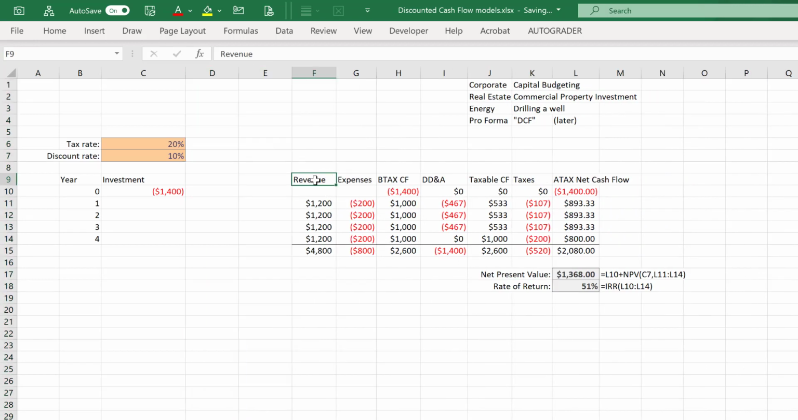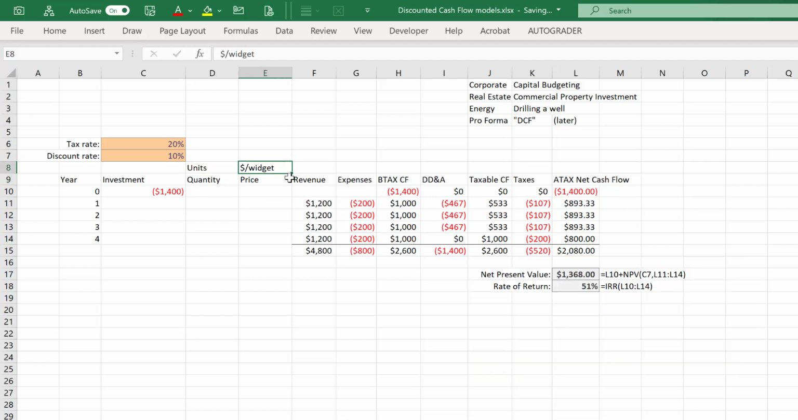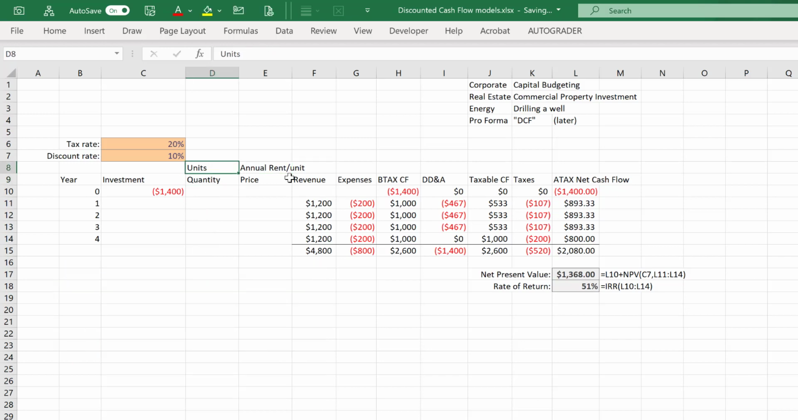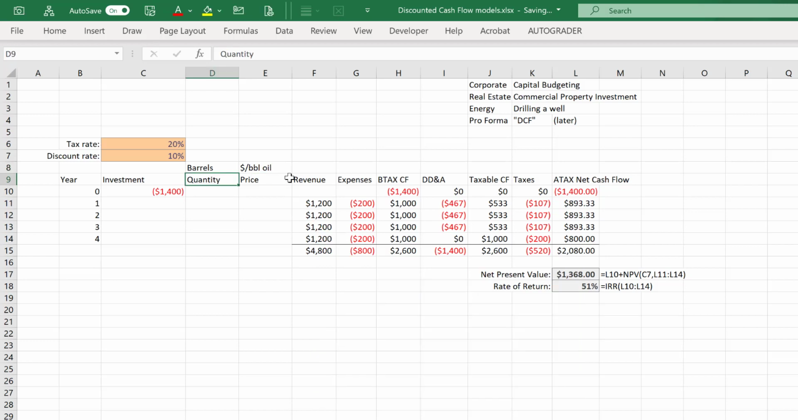How do we typically build revenue? Almost always it's some quantity times price. And so this could be widgets times dollars per widget. It could be units times annual rent per unit. It could be barrels times dollars per barrel of oil. So whatever type of project you're doing, this is really where the differentiation comes in between capital budgeting or property investment or drilling of a well. It's how do we build that revenue?